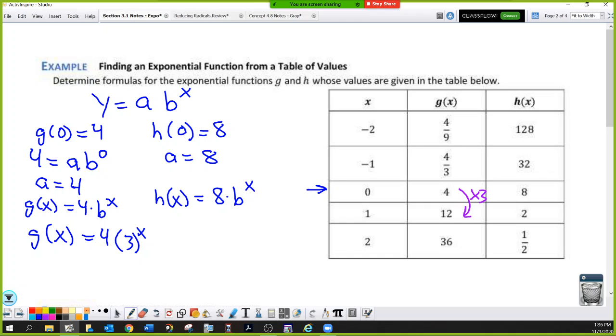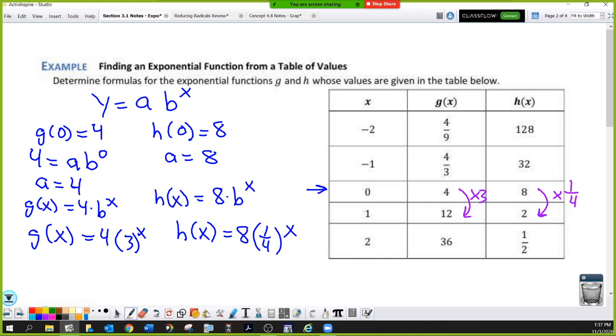And you want to do the same thing for h. You just go anywhere where you can easily see what you're doing. What did I multiply by to get from 8 to 2? 1/4. There's your exponential base. Ta-da! That easy. Finished.